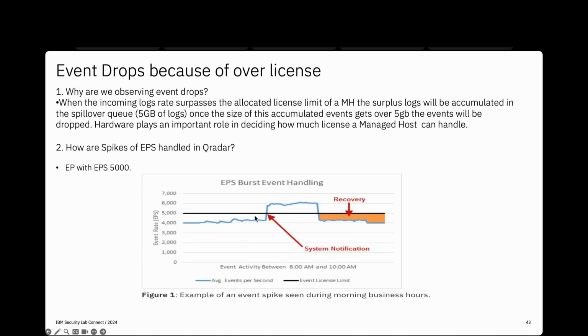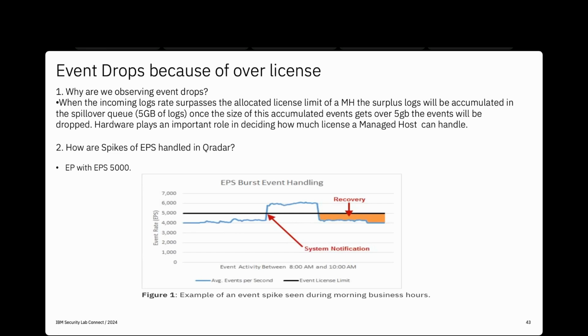Every morning between 8 a.m. to 9 a.m., the corporate network experiences an event spike due to users logging in, accessing network resources, collecting mails, and doing normal activities. You can see the spike here. During this interval, which peaks around 9 a.m., the appliance sees an event spike at 6,000 EPS, which is way above the license allocated to the managed host.